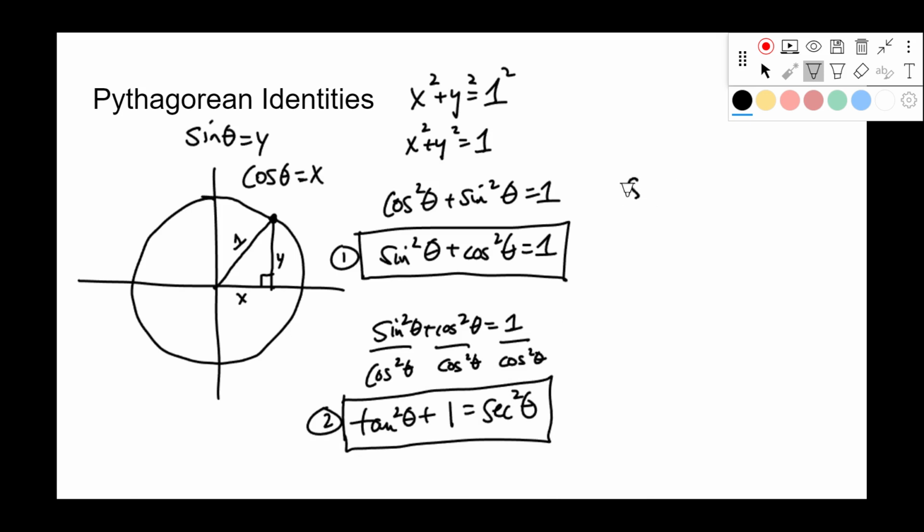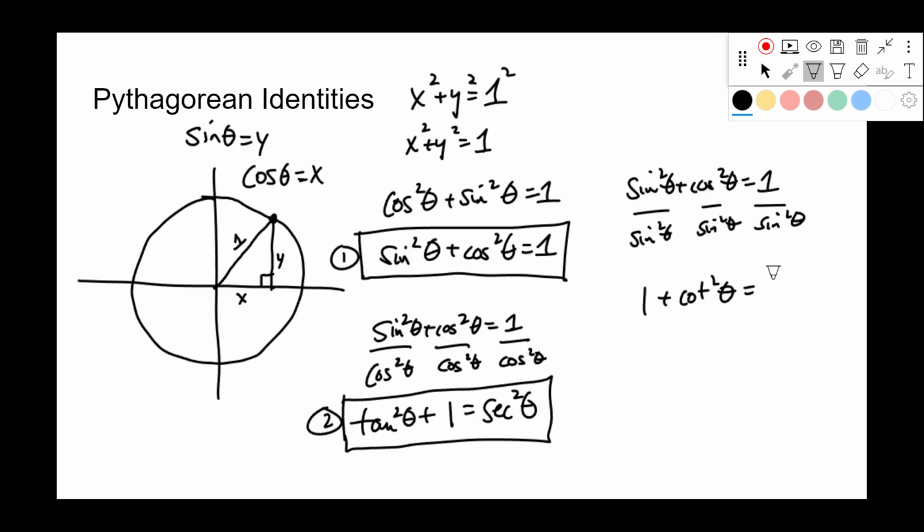And finally, if I go back to sine squared plus cosine squared equals 1, and I divide all three of these now by sine squared instead, sine squared over sine squared is 1. Cosine over sine is cotan. They're squared, so it's cotan squared. 1 over sine is cosecant squared. That is Pythagorean identity number 3.